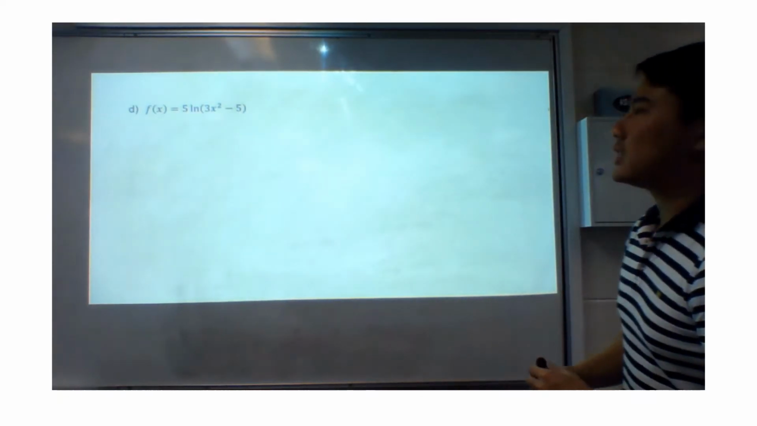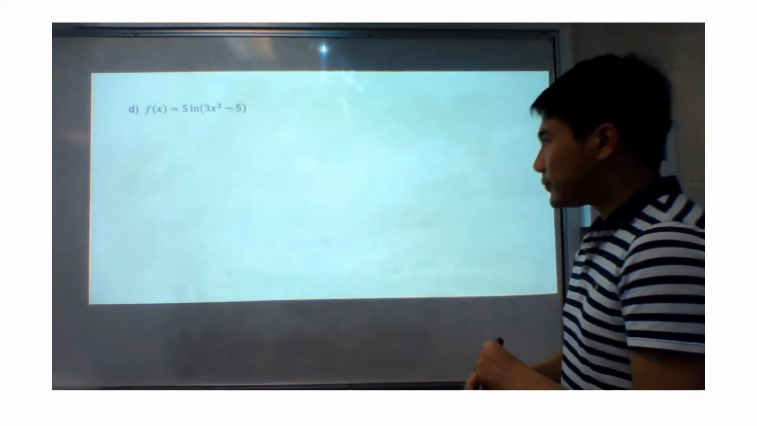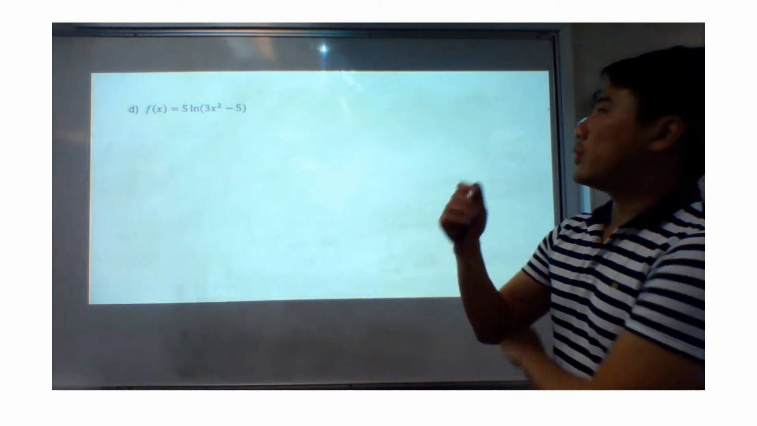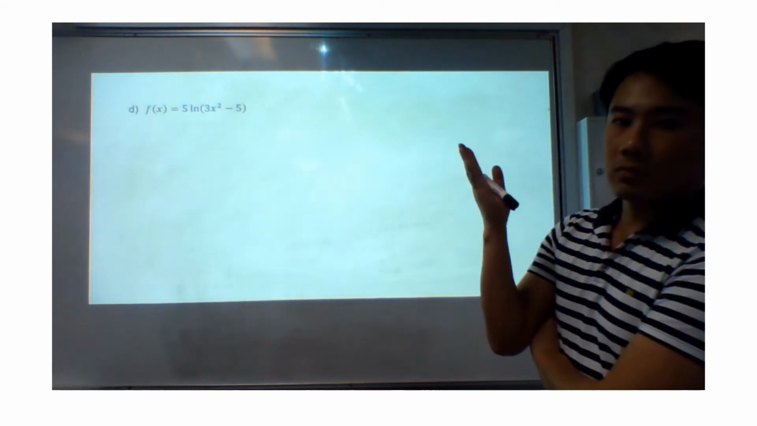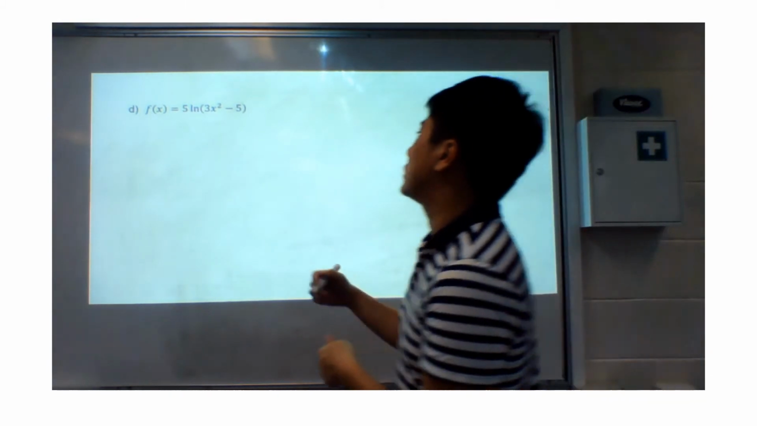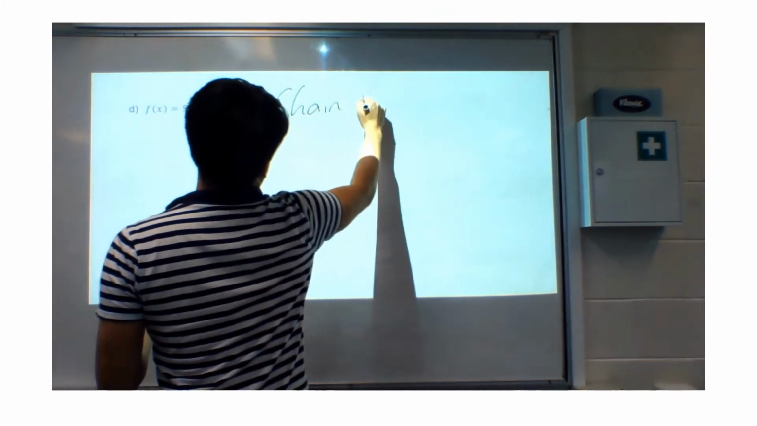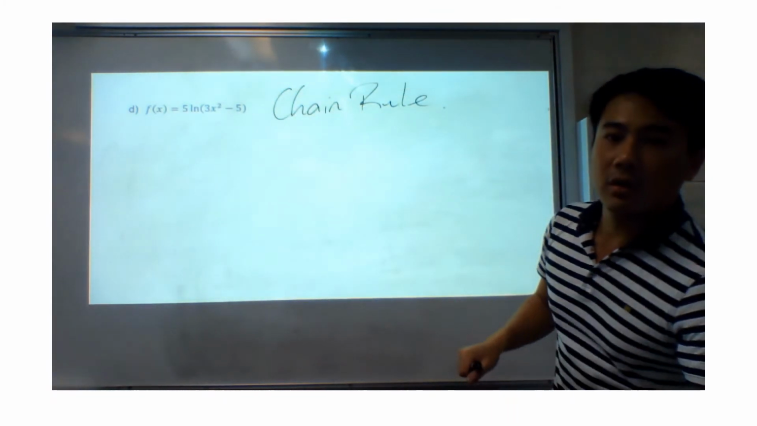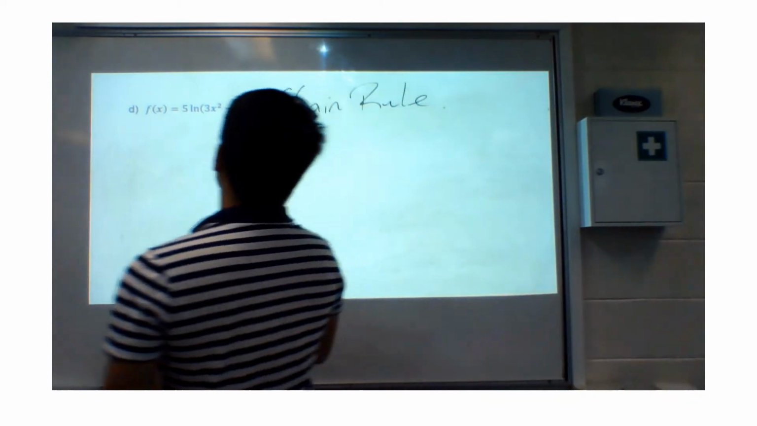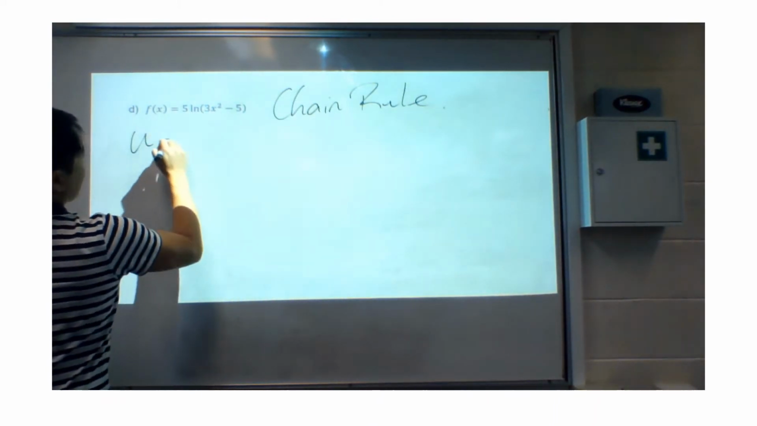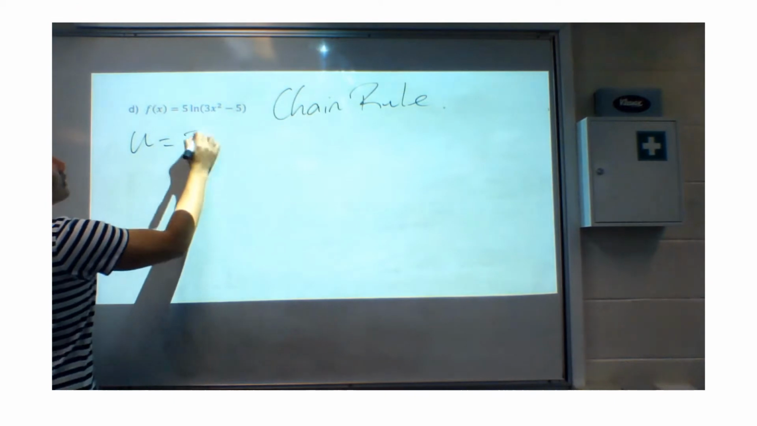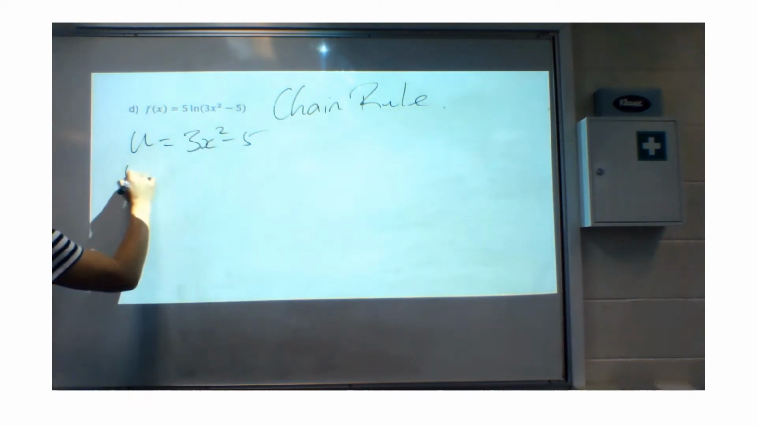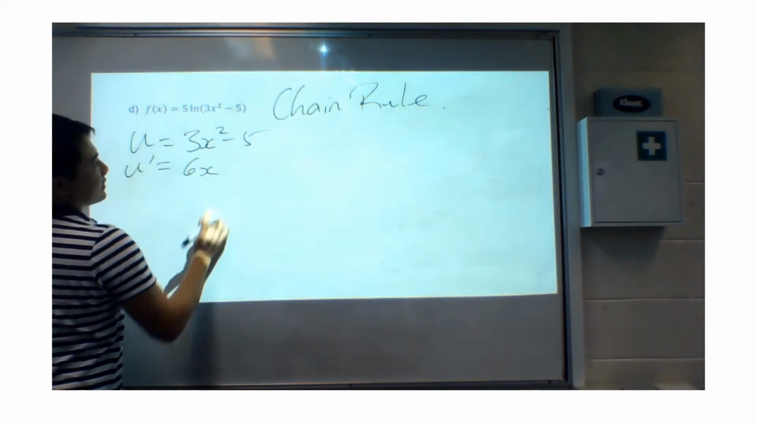Okay, let's look at this last one. Okay, which rule would we use? By now you should know we're going to use the chain rule. Right? So we need to know, we can call u what's inside a bracket, 3x squared, take 5. Differentiate u, you're going to get 6x.